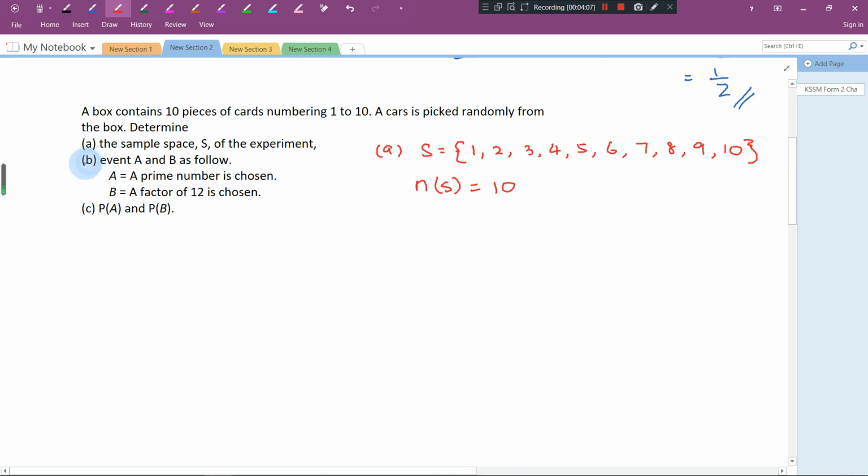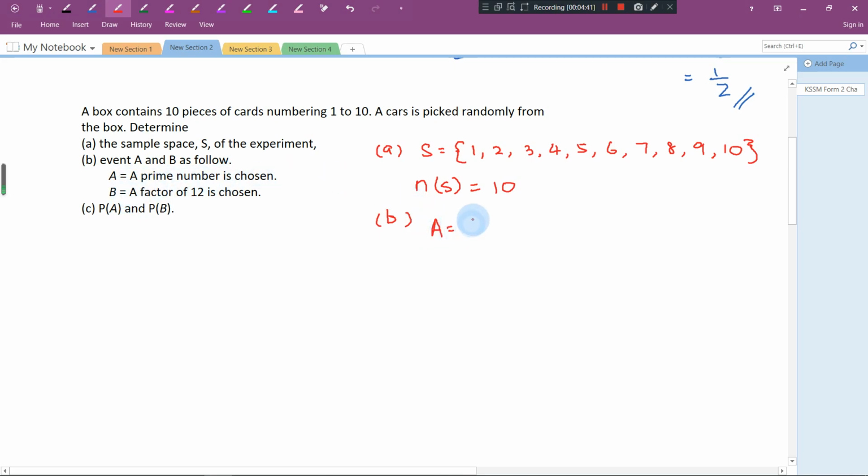Now we go to B. For A, the question only asks us to list the sample space, not to calculate the number of elements of set S. But it's okay because later we are going to use it, so I showed you what n(S) is first. Now go to B: events A and B are as follows. We have 2 events here, so we need to list the elements for set A and set B.